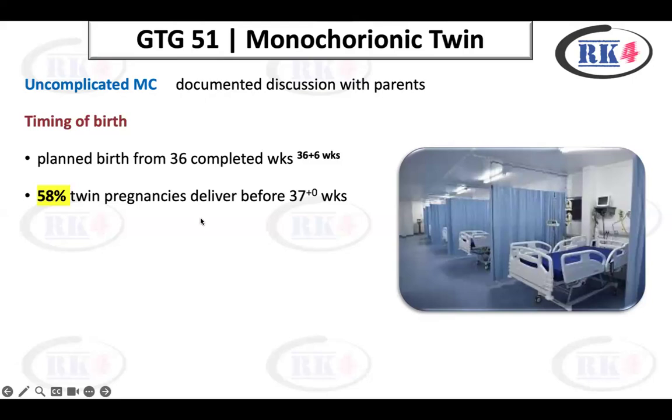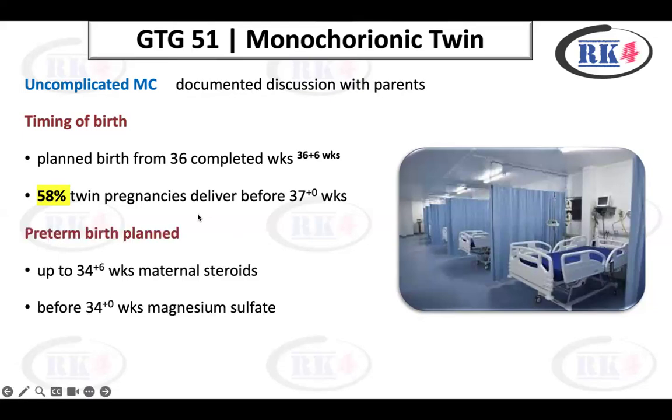56% of twin pregnancies deliver before 37+0 weeks. A very important number in my opinion. That means almost 2/3 of babies will deliver before 37+0. So twin pregnancy is usually a preterm birth. So if any patient is delivering preterm, up to 34+6 weeks, you have to give maternal steroids in line with the GTG. And if she's delivering before 34+0 weeks, you have to provide magnesium sulfate for neuroprotection.